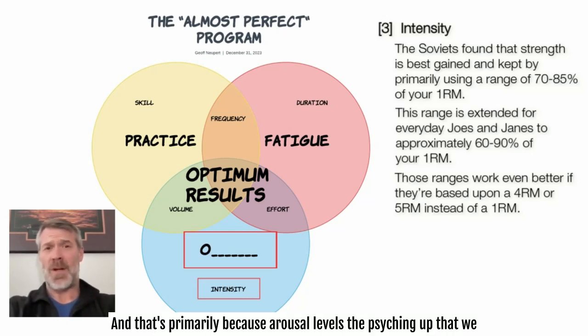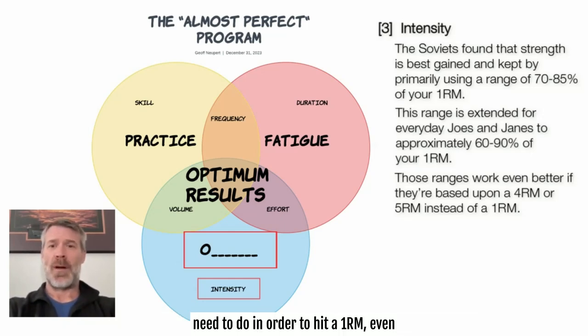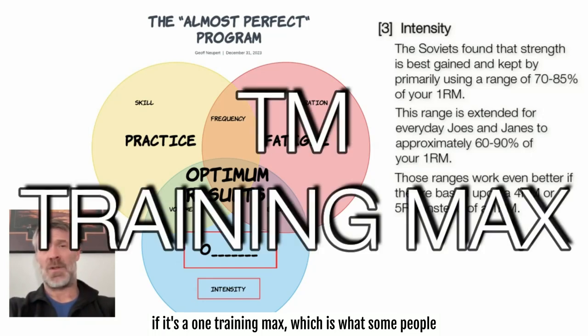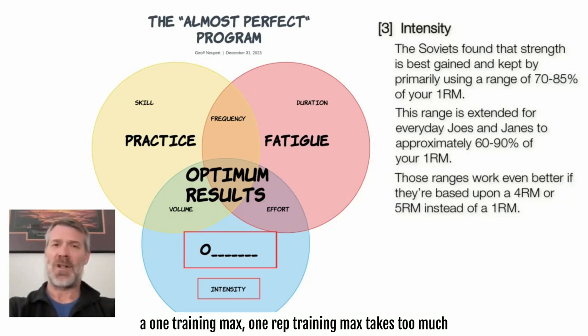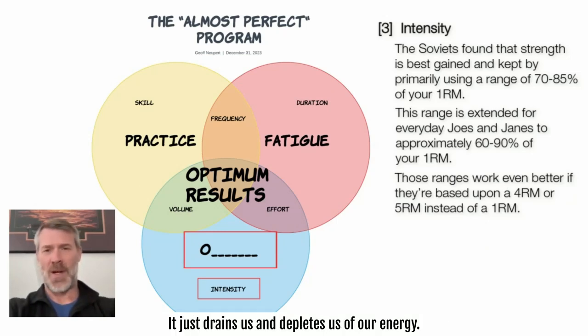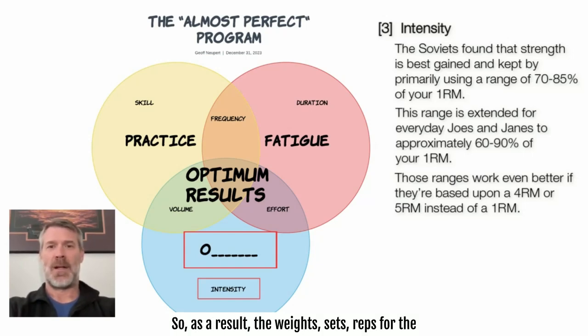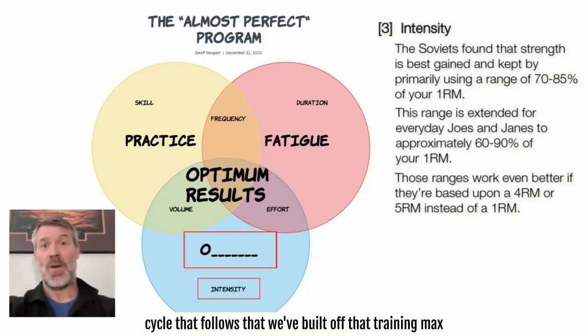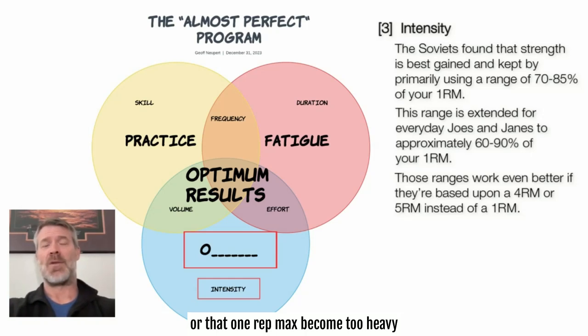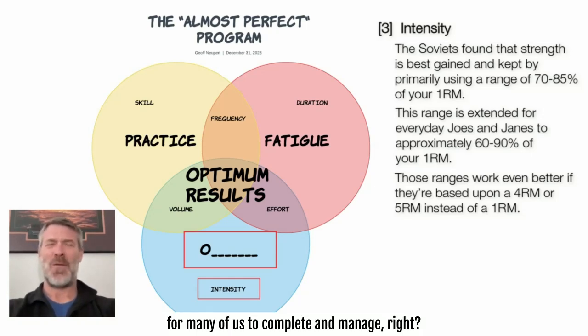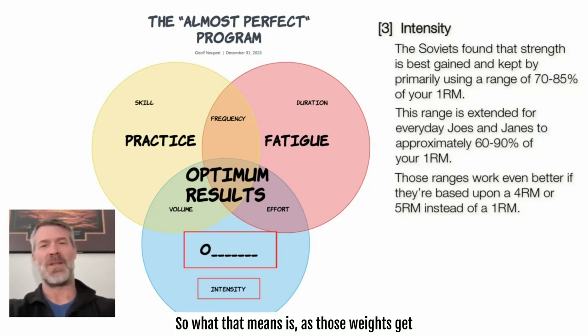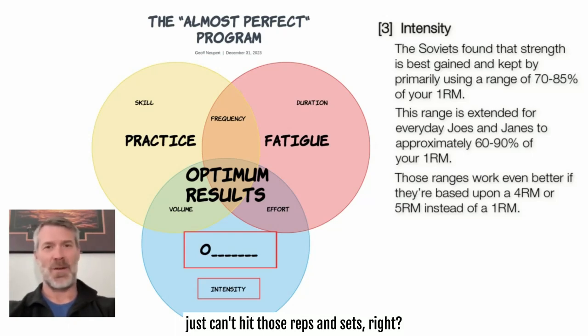And that's primarily because arousal levels, the psyching up that we need to do in order to hit a 1RM, even if it's a 1 training max, which is what some people are calling them now, a 1TM instead of 1RM, a 1 rep training max, takes too much out of us everyday folks, right? It drains us and depletes us of our energy. So as a result, the weights, sets, reps for the cycle that follows that we've built off that training max or that 1 rep max become too heavy for many of us to complete and manage, right? So what that means is as those weights get heavier 4 to 6 weeks into the cycle, we just can't hit those reps and sets, right?